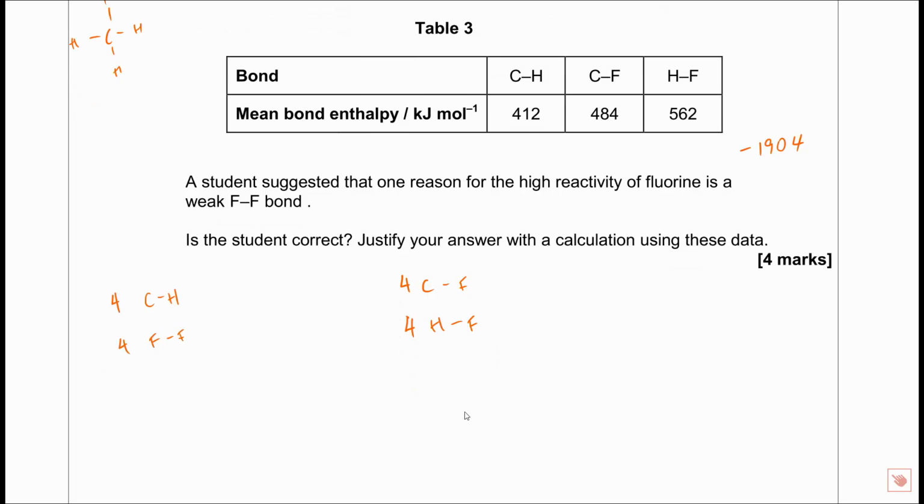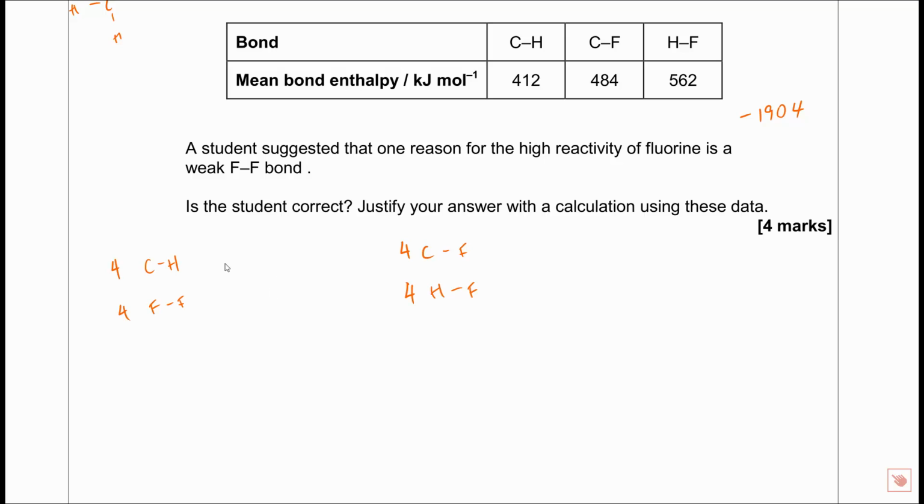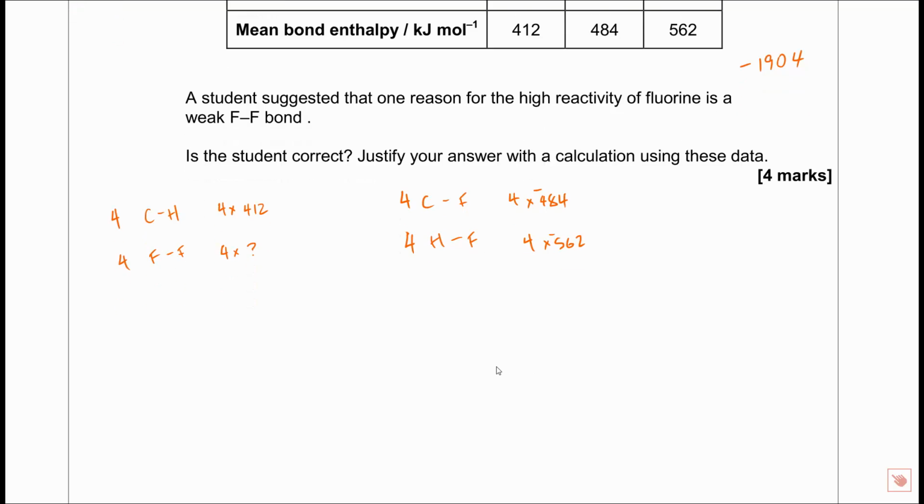The numbers here are reasonable. Put some numbers to that. So I've got 4 times 412, and I've got 4 times my unknown there, or X, probably is better than a question mark, but I'm going to use a question mark. I'm not a maths teacher. 4 CF, so it's 4 times 484, and this one's going to be 4 times 562. And I'm just getting these numbers from this table here. Look, you should be able to work out which numbers are coming from where. Now, I would say these negative values because that makes the whole thing easier. You've just got to add it all together then.